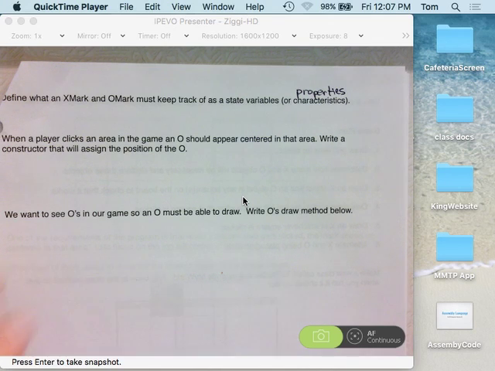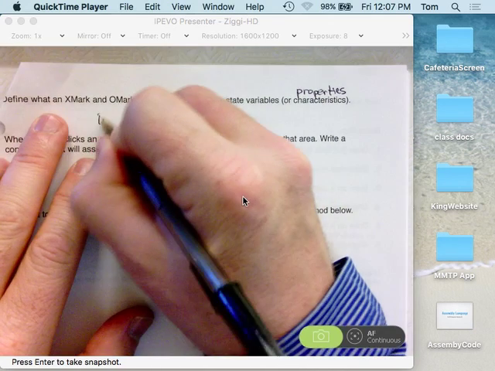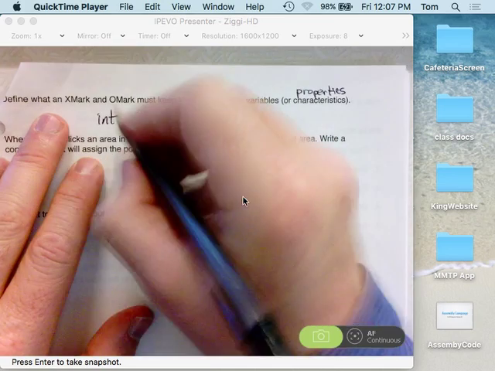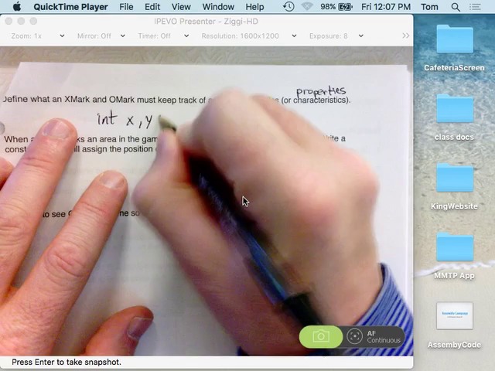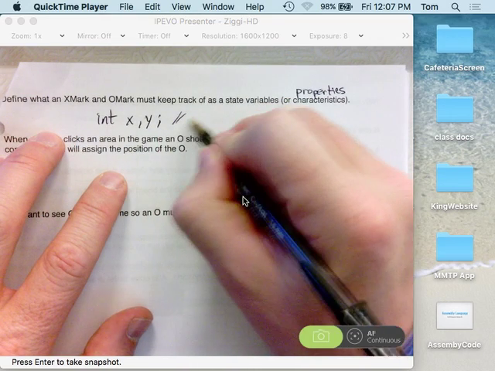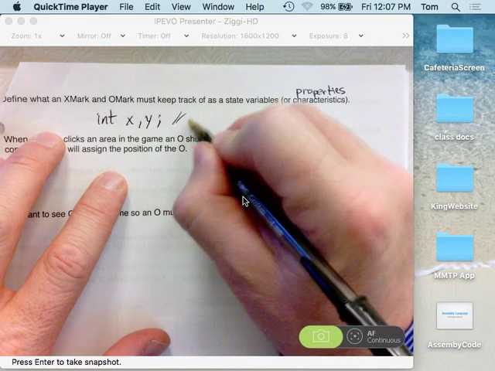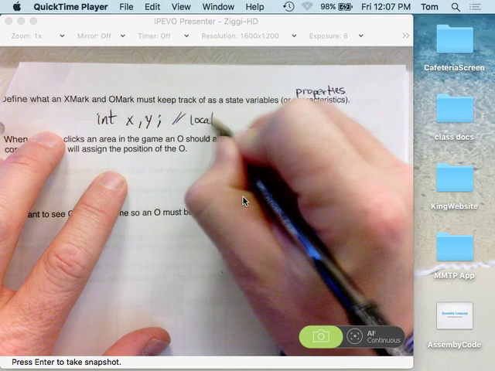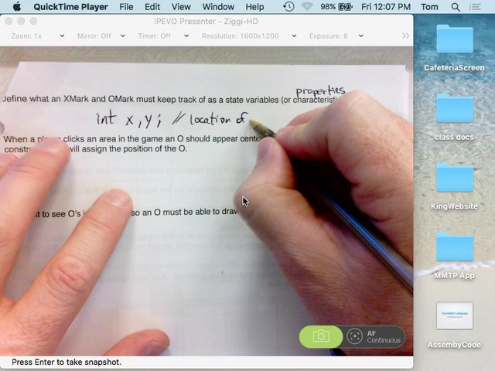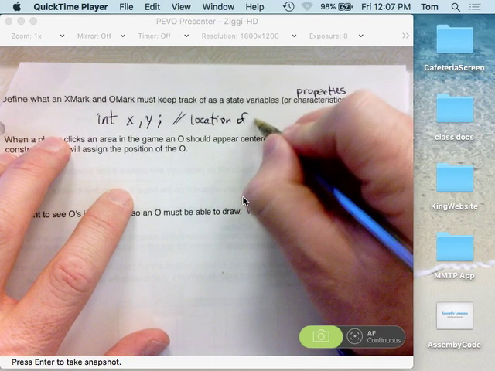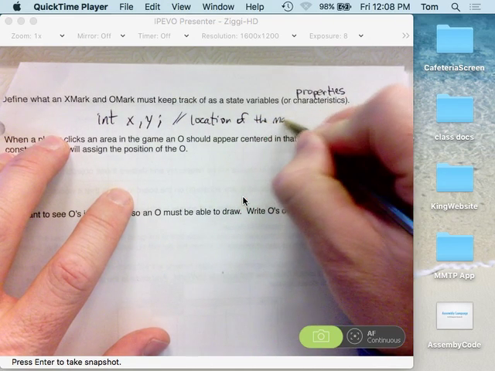X and Y, okay? So what we're trying to do here is say, okay, so this XMark or OMark is going to have int variables X and Y. And those are going to keep track of the location of the shape of the mark.